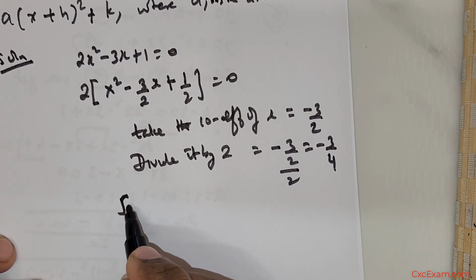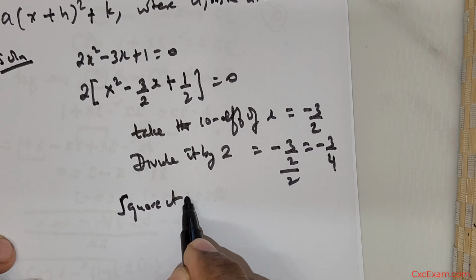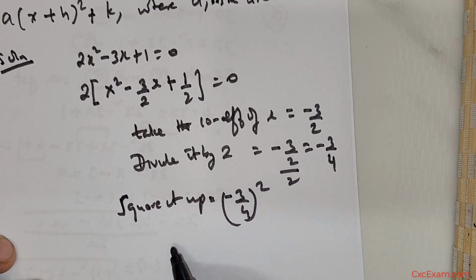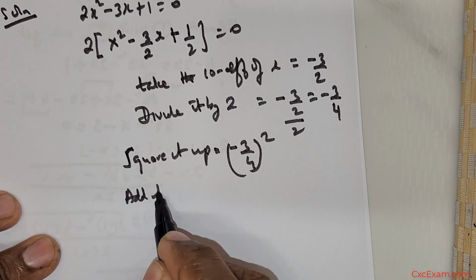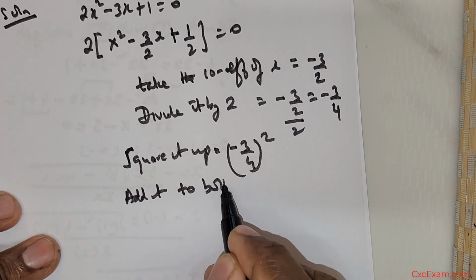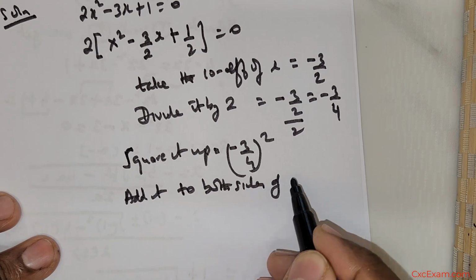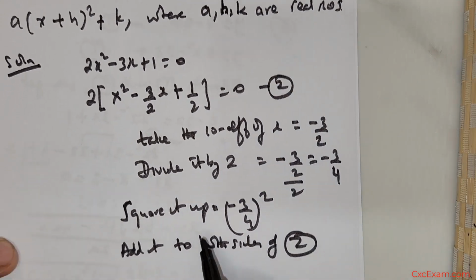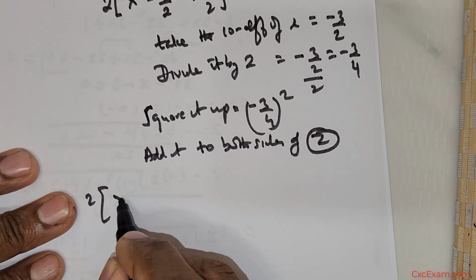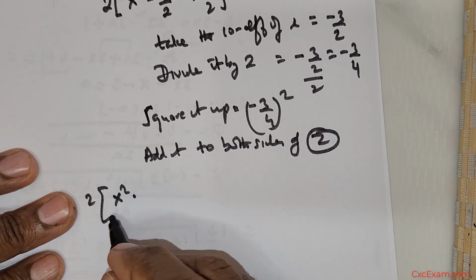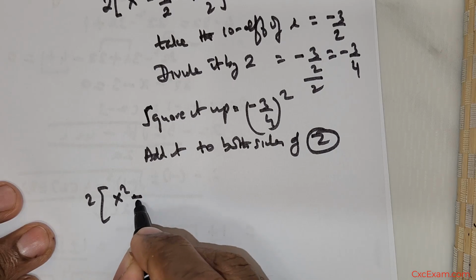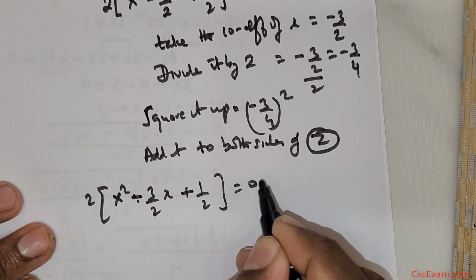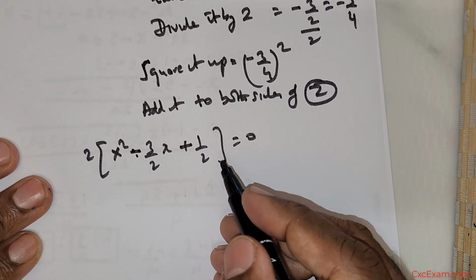Next I would square it up. So that's going to be negative 3 over 4 the whole square. Next I would add it to both sides of, say, 2. So I'm going to take this as 2. So this is what we've got, right? 2 of x squared negative 3 over 2 x positive 1 over 2 is equal to 0. Now I'm going to add this.